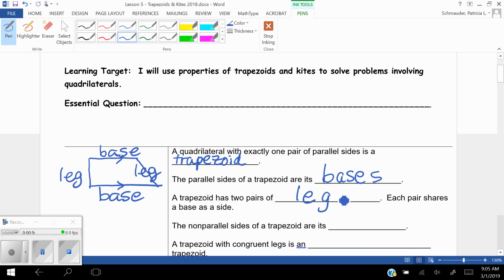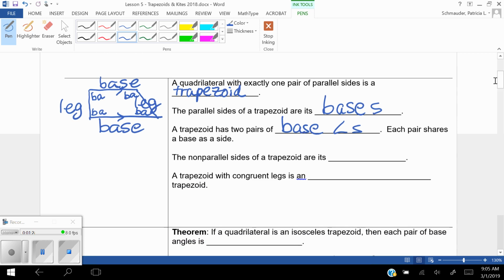A trapezoid has two pairs of base angles. Sorry about that, I'm getting ahead of myself. Each pair shares a base as a side. So here's a base angle, and here's a base angle, and that's a pair, and then there are base angles down here as well. Base angle, base angle. And you see how each of those in the pair shares the same base. The non-parallel sides of a trapezoid are its legs, and I've already labeled those over there.